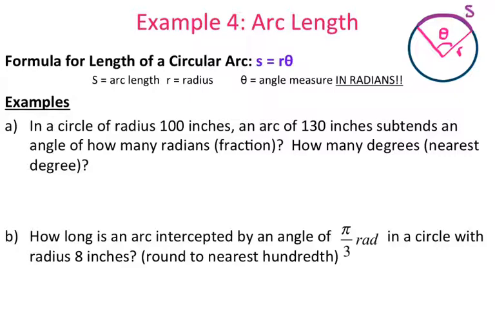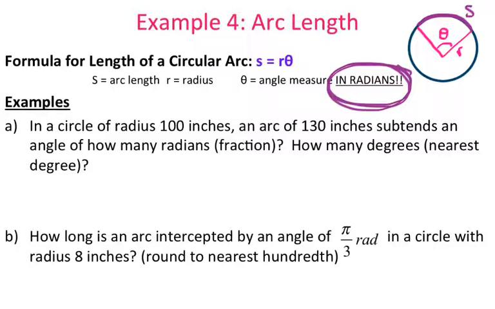So I have S equals R theta, so S is the arc length, R is the radius, theta is the angle measurement, and it has to be in radians. Super duper important. So if I give you an angle measurement that is not in radians, let's say it's in degrees, you will have to convert it to radians first.